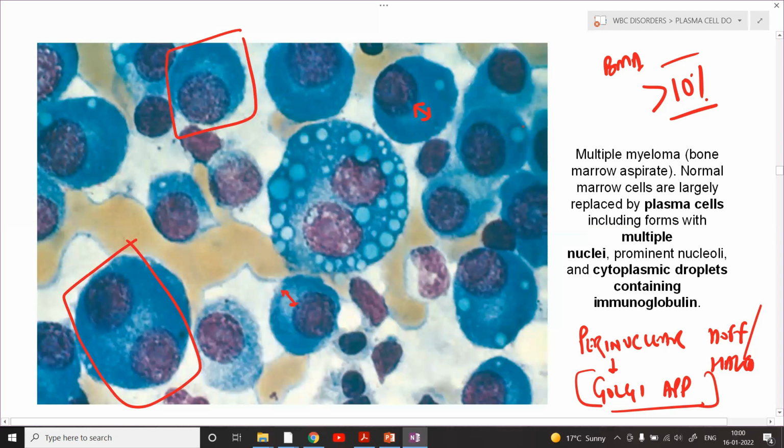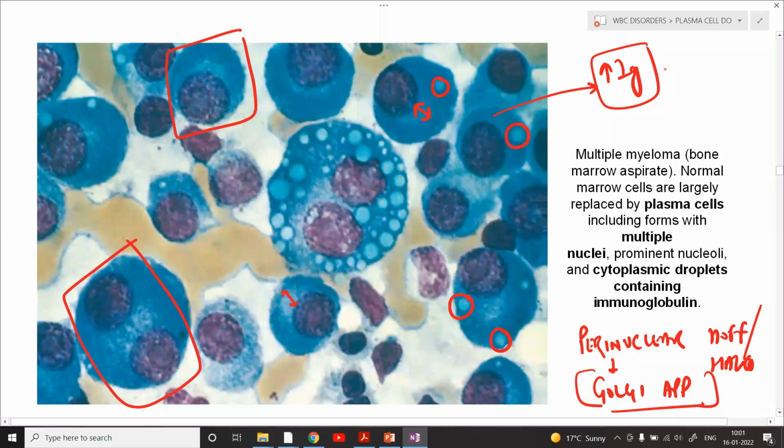Now, can anyone tell me what is this that we appreciate over here? What does the plasma cell do normally? What is the function of plasma cell? It is to secrete increased amounts of immunoglobulins or antibodies. Now, these are tumor cells that are going to secrete excessive amounts of immunoglobulins. So over here, this is one cytoplasmic inclusion which is containing excessive amounts of immunoglobulin. Especially this is one endoplasmic reticulum containing excessive immunoglobulin secretion.